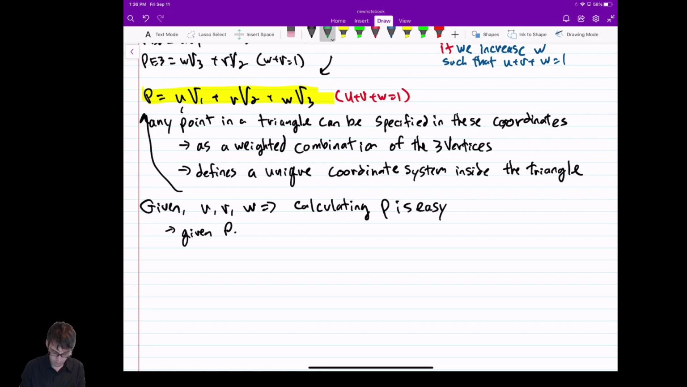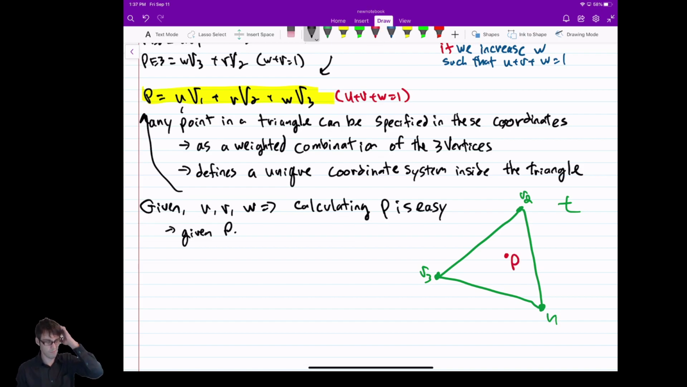So I'm going to draw a new triangle here. I'm going to draw it a little bigger. Biggest triangle is best triangle. All right. So V1, V2, V3. I'm going to call this whole triangle T. So now I have a point inside my triangle. I'm going to call it P.